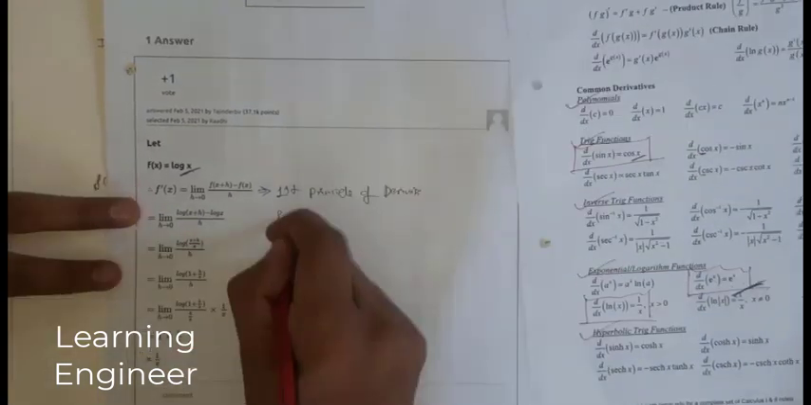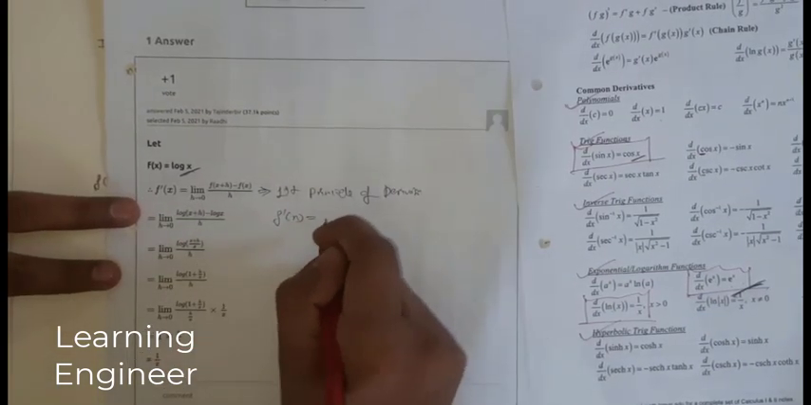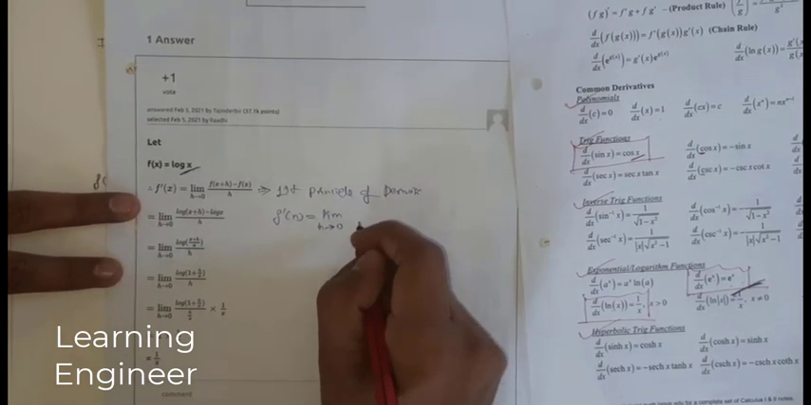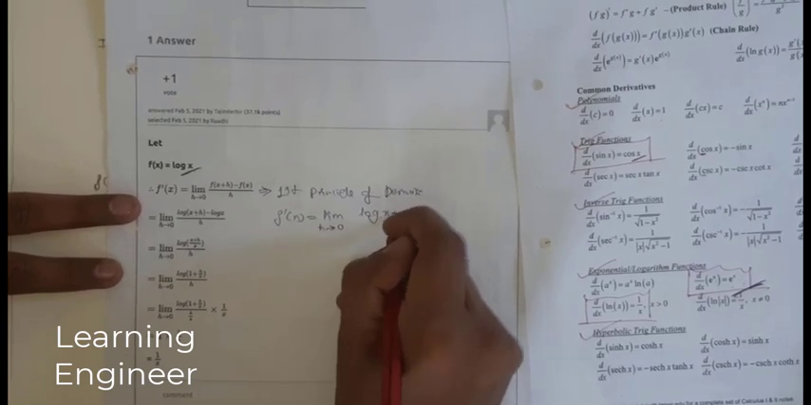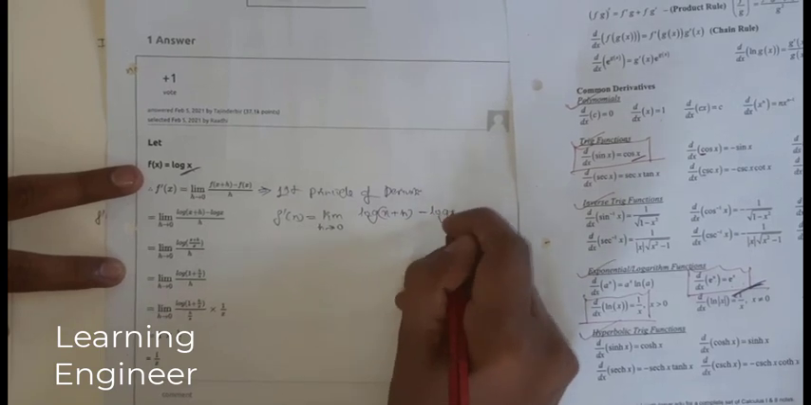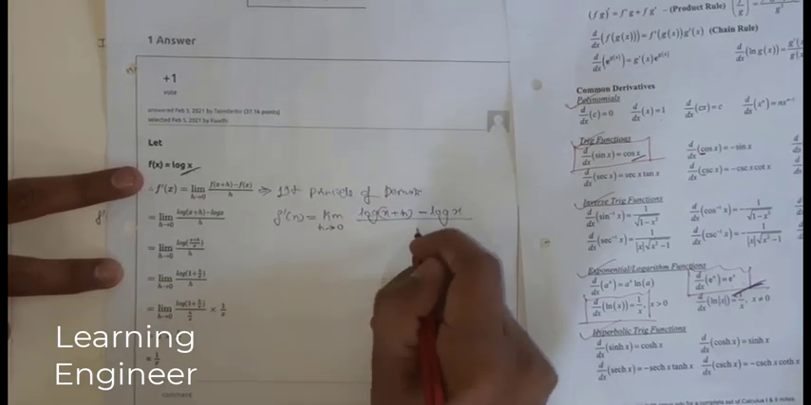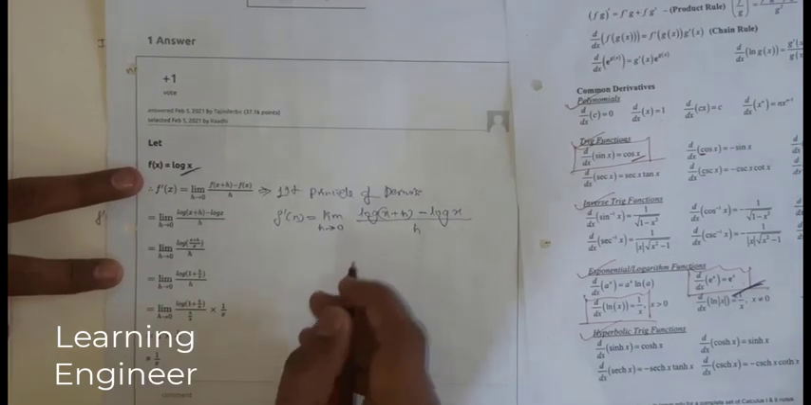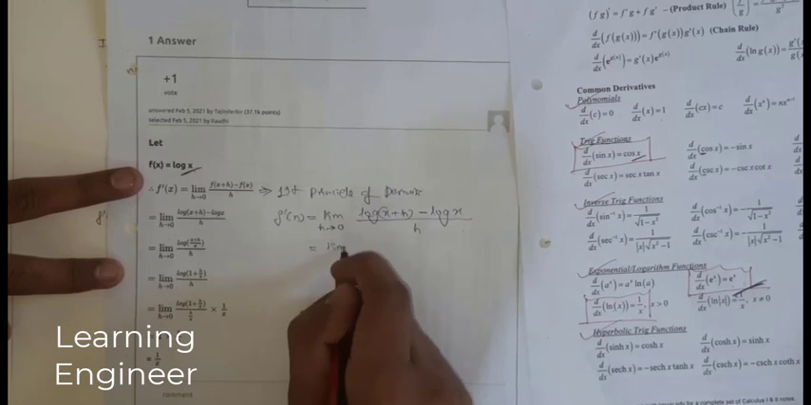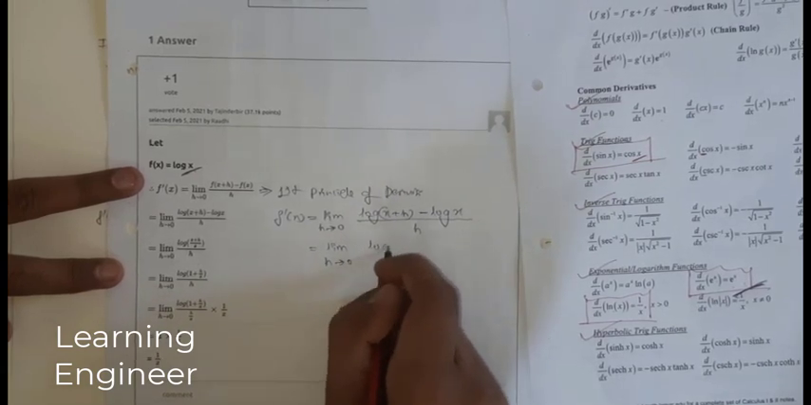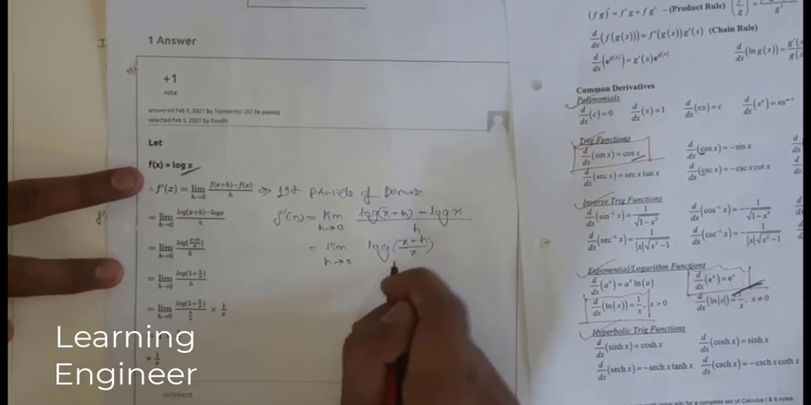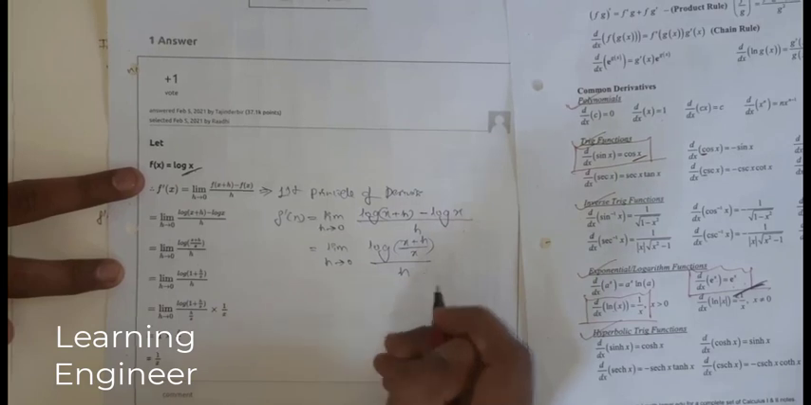whole divided by h. f dash of x will be equal to limit h tends to 0, log of x plus h, after putting the given function in the first principle of derivative, we are getting this particular term. Now as we know that log a minus log b gives log of a upon b. So what we can say over here is log of (x plus h) divided by x, whole divided by h.